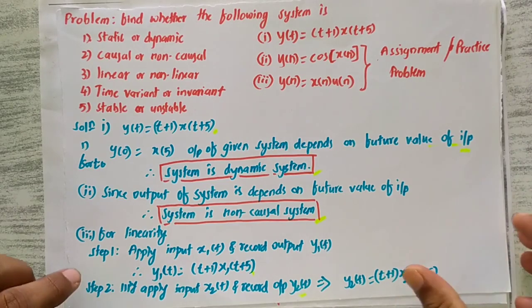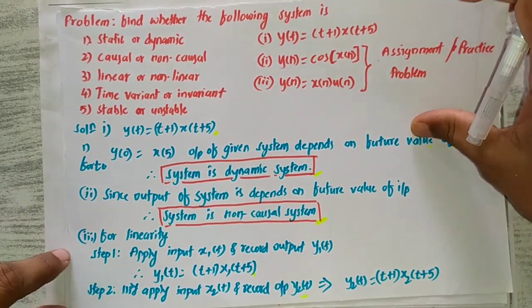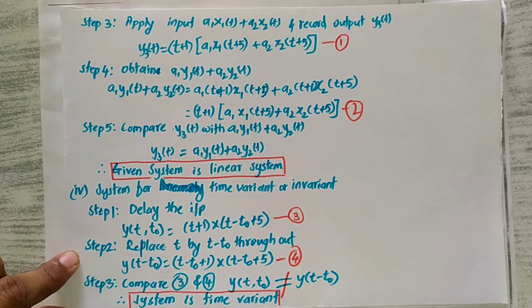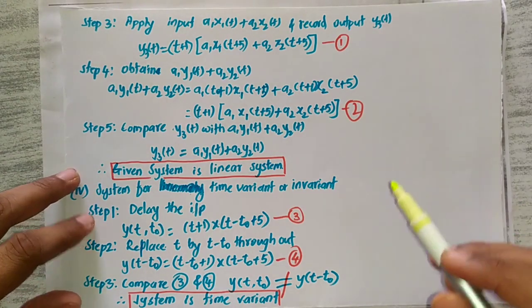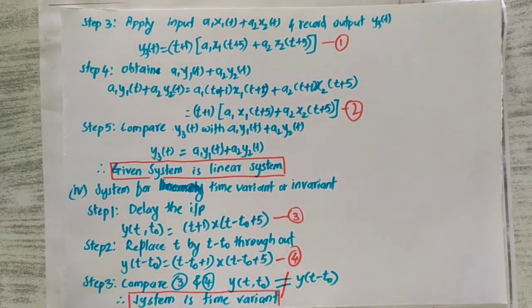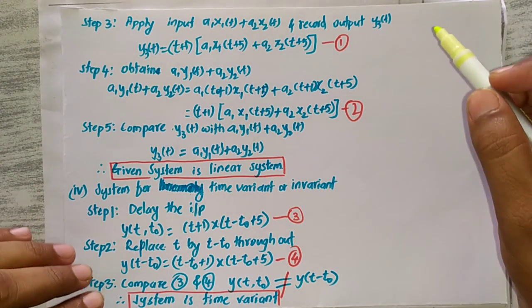These are the first two steps of the linearity check. Then in step 3, what we need to do? We need to apply the combined input to the system, and observe y3 of t.